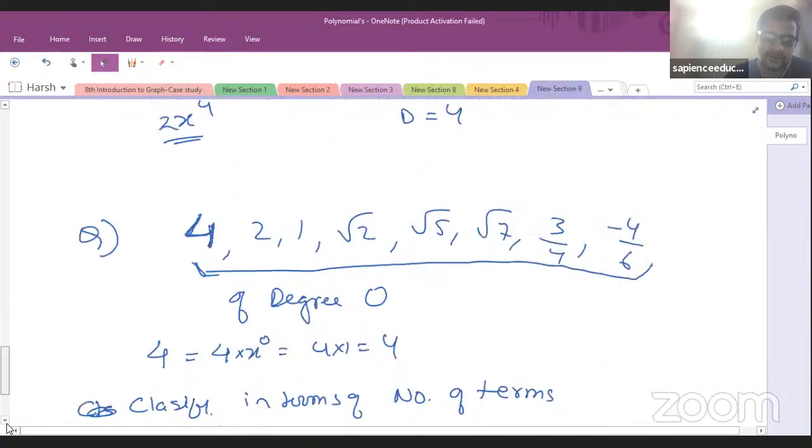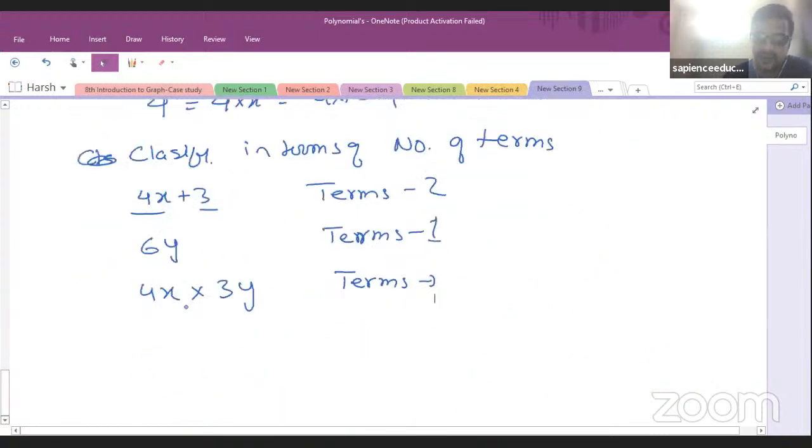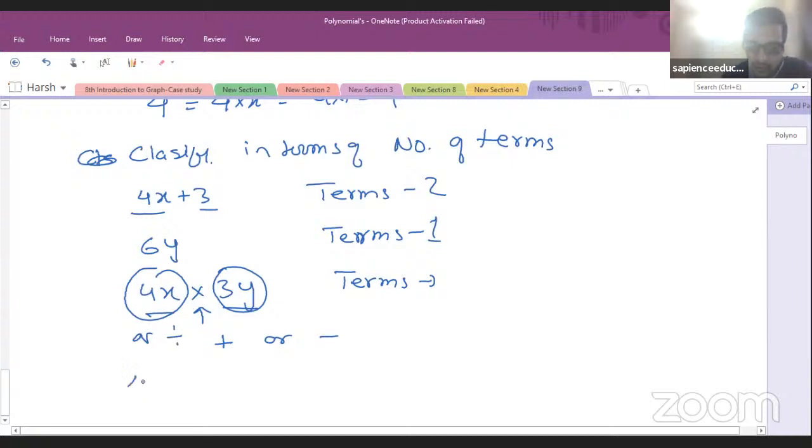Now I will tell you why. Terms in a polynomial can be differentiated either by plus or by minus. If any digit or any value is joined with multiplication or division, that is called one term. If you are telling this as 2 terms, why can't you say this is also 2 terms? 4x is equal to 4 into x. So always remember, terms can be differentiated either by plus or minus only.